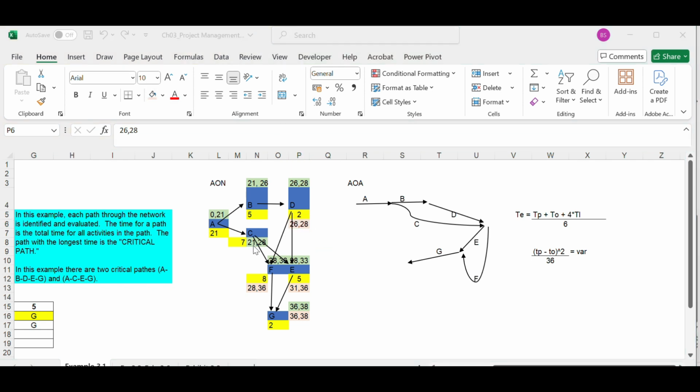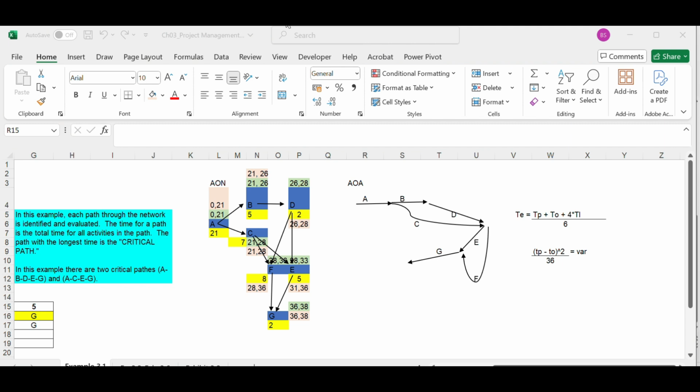Similarly, activity C also should latest finish by the 28th minute, and activity C also should latest start by the 21st minute. And similarly, activity B and activity A also have the same latest start and latest finish time. Okay.